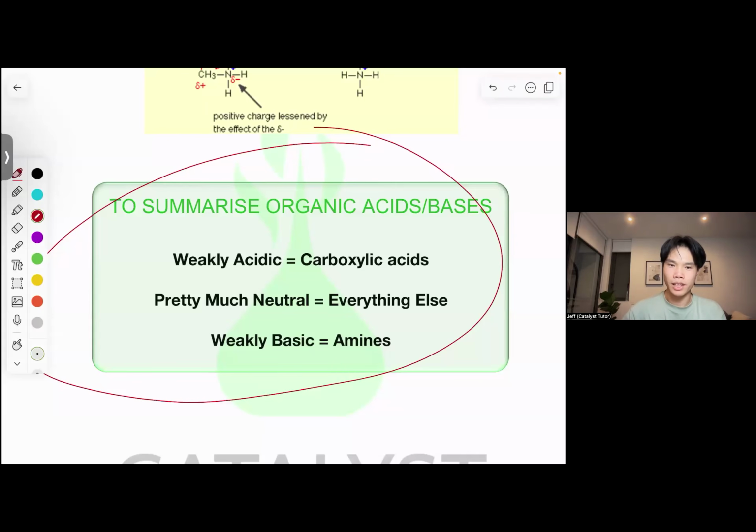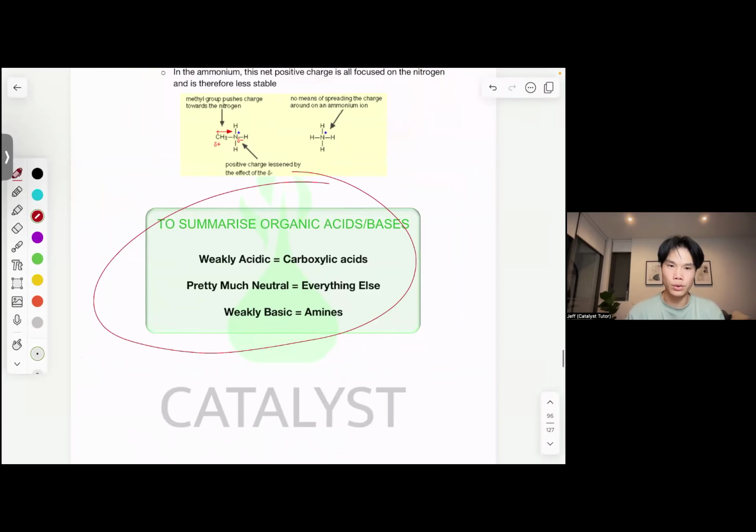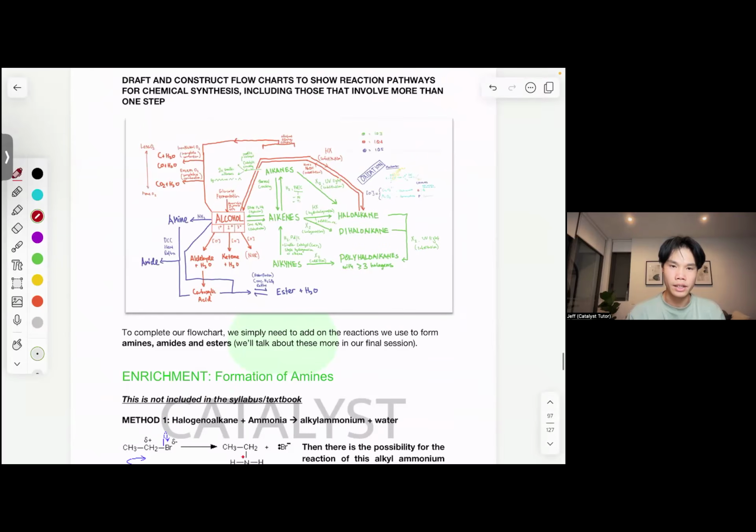That's my simple answer. I've included it in my notes because I think it's interesting, helps you understand strength of organic acid and base, and it's cool, but I wouldn't say it's highly relevant.